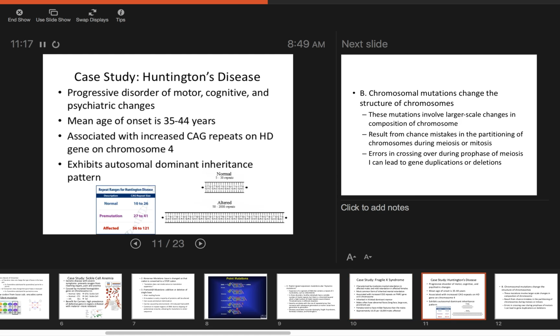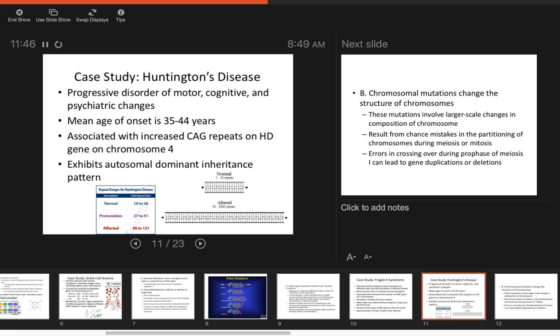Huntington's disease affects motor, cognitive, and psychiatric changes. It usually happens in the mid-30s to 40s, when people start to experience some of these effects. The triplet repeat is CAG on an HD gene on chromosome 4, and this is autosomal dominant. So this is not sex-linked. This is on chromosomes 1 through 22, in this case chromosome 4. And so, yeah, you can pass it on.